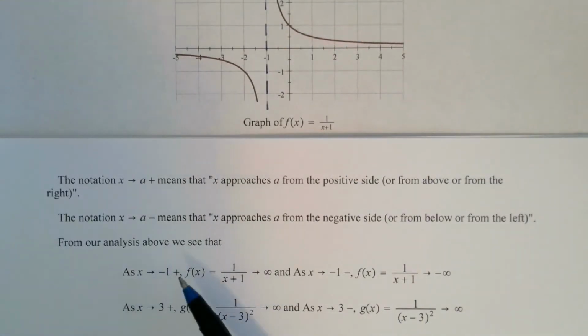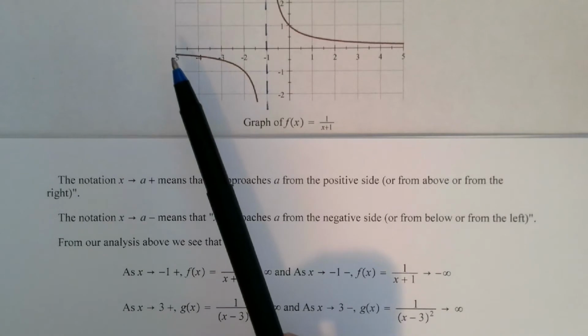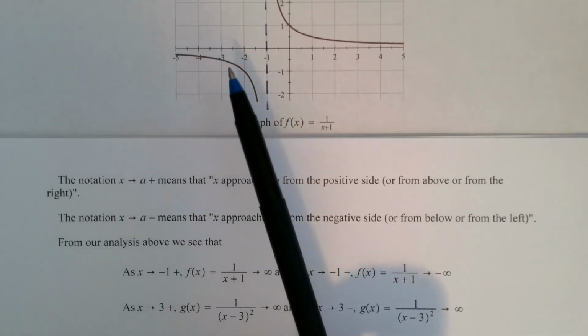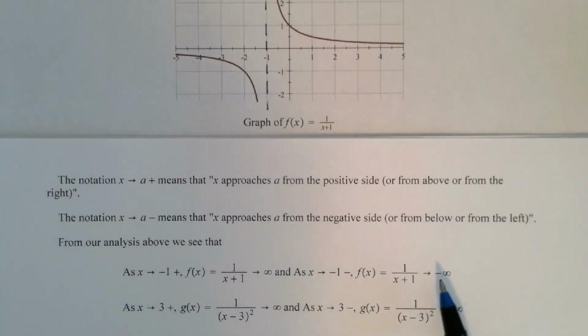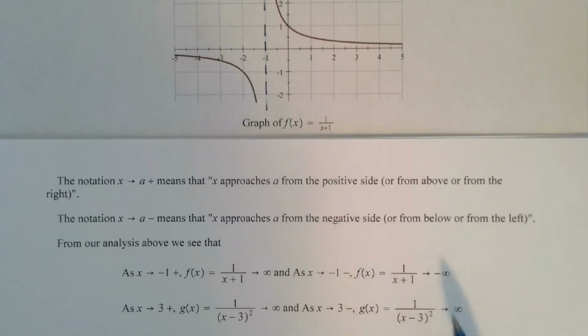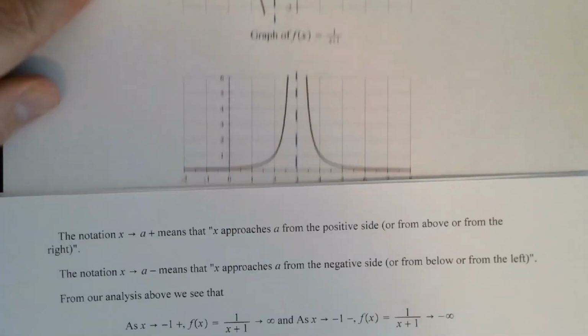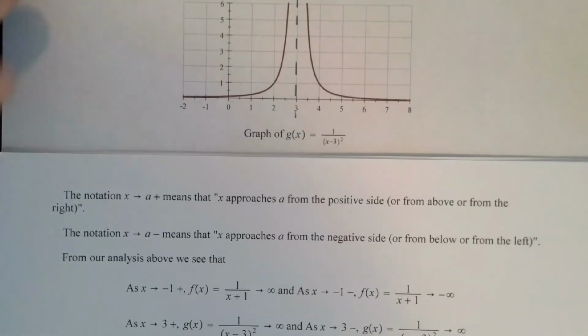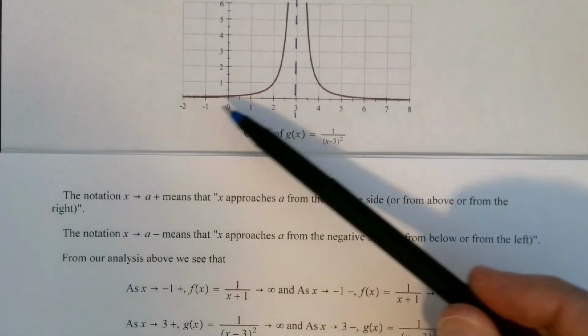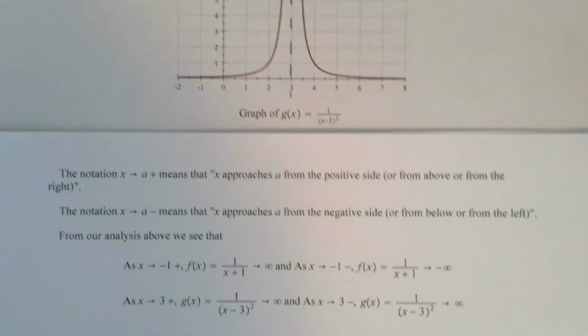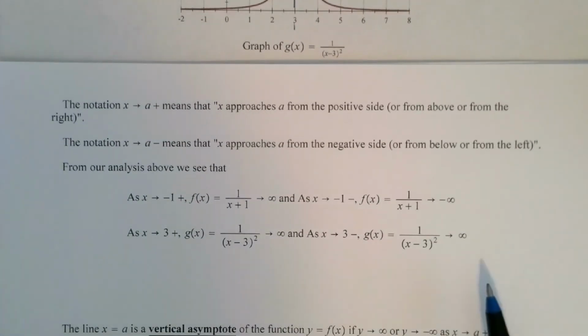As x approaches -1 from the positive side, the function f of x approaches, and we write the infinity symbol. As x approaches -1 from the negative side, from the left here, what was happening? It was becoming unbounded, but approaching more and more negative values. We say it's approaching negative infinity. For the function g of x, on either side, if I approach 3 from the positive side, or from the negative side, I'm approaching infinity in both cases, and this is the way we indicate that.